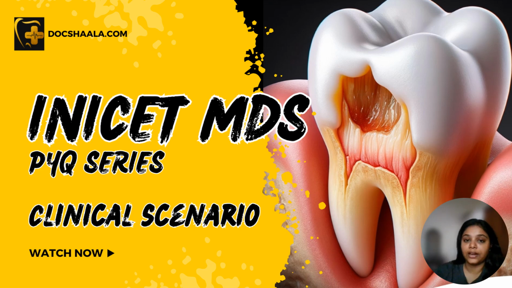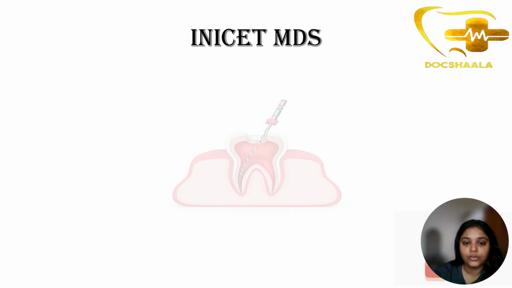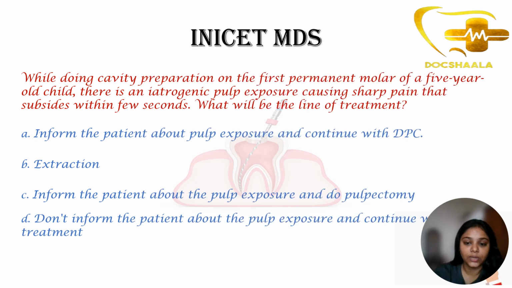So yeah, we are again back with a clinical scenario. Let's just see the question. While doing a cavity preparation on the first permanent molar of a 5-year-old child, there is an iatrogenic pulp exposure causing sharp pain that subsides within a few seconds. So what will be the line of treatment? There is a sharp pain that subsides within a few seconds, but it is on a permanent molar of a 5-year-old child. So what should be the next line of treatment?